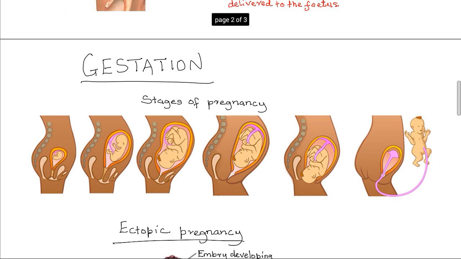Gestation period. Now, gestation refers to the carrying of an embryo or fetus inside the body of a viviparous female animal, especially mammals, while gestation period refers to the duration of pregnancy from fertilization to birth. The period varies from one mammal to another. In human beings, gestation lasts for 9 months. So from the time of implantation to the time of birth, it takes 9 months in human beings.